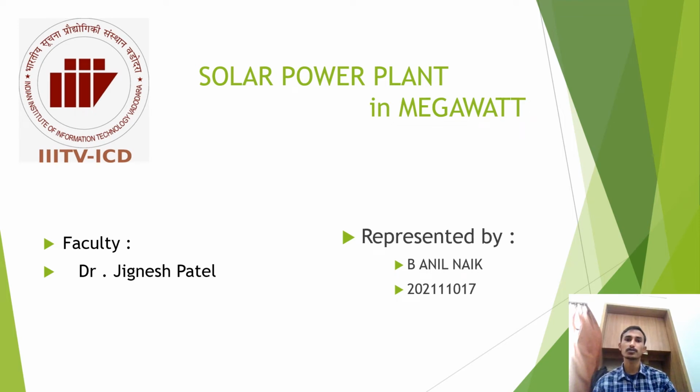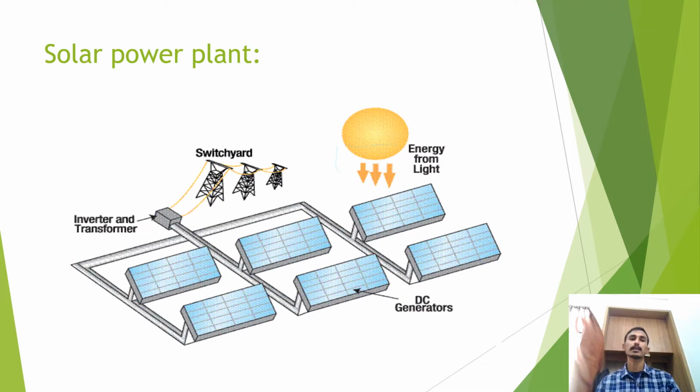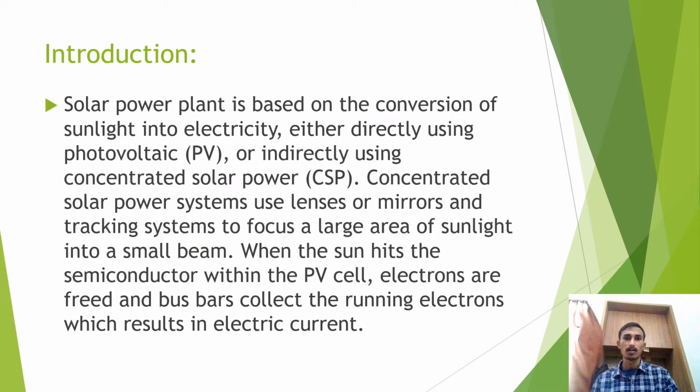Today we are discussing about solar power plant in megawatts. This is the diagram of solar power plant. Now we can see in the diagram given below the rays from the sun towards the solar panel. Solar panels are connected to the transformer and the inverter. Inverters are passing the electricity to the switchyard, and the solar panels are the DC generators in the diagram shown below. Now we can discuss the introduction to the solar power plant.